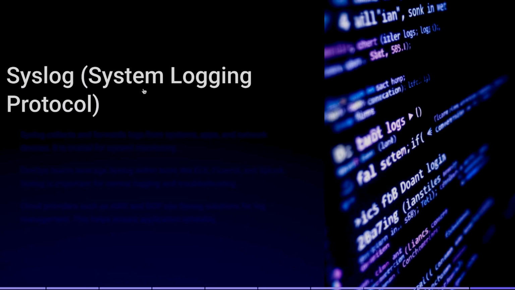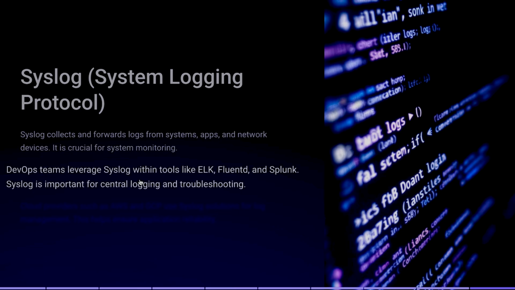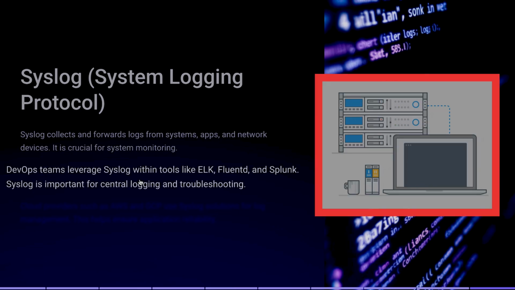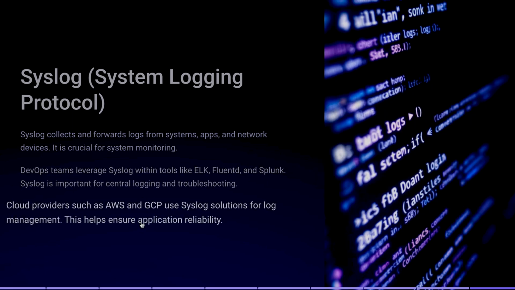The first is Syslog, which stands for System Logging Protocol, and it is used for collecting and forwarding logs from system processes, applications, and network devices. In DevOps, Syslog is widely used in logging and monitoring tools such as ELK Stack, FluentD, and Splunk to aggregate logs for troubleshooting. Also, cloud providers like AWS and GCP use Syslog-based solutions for log management.